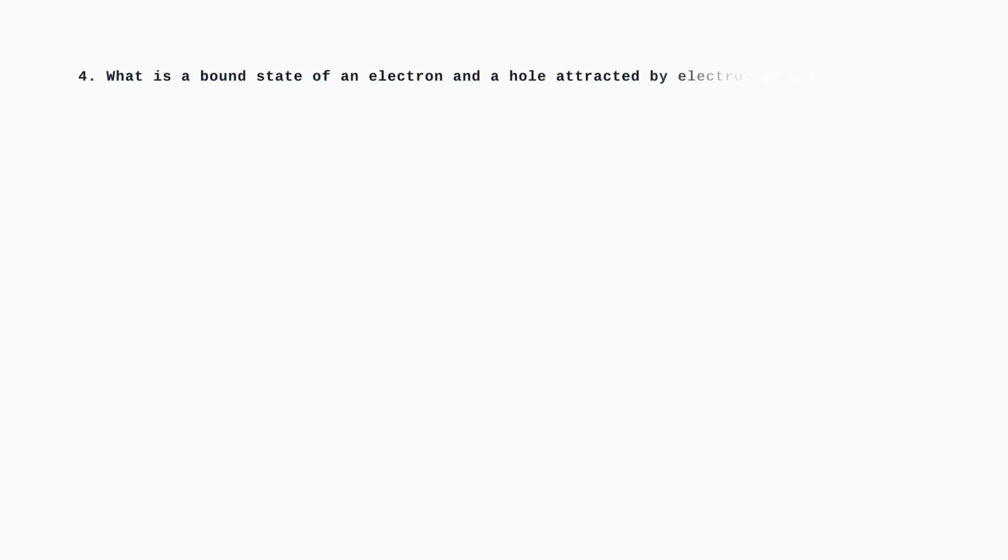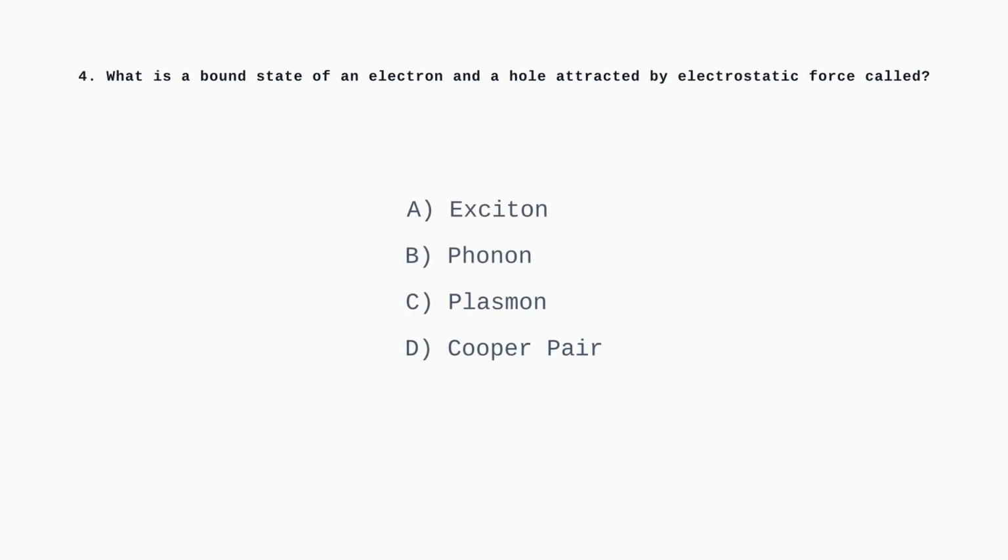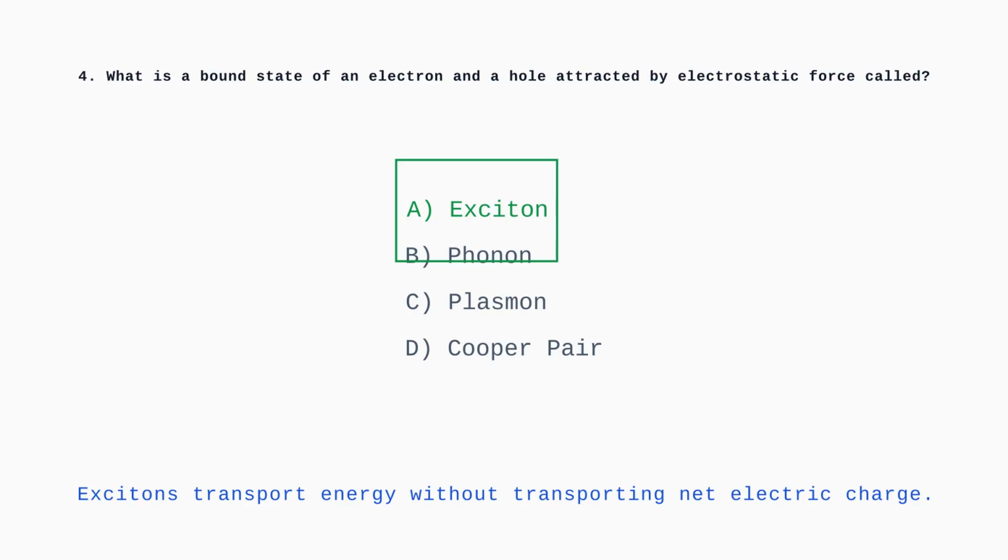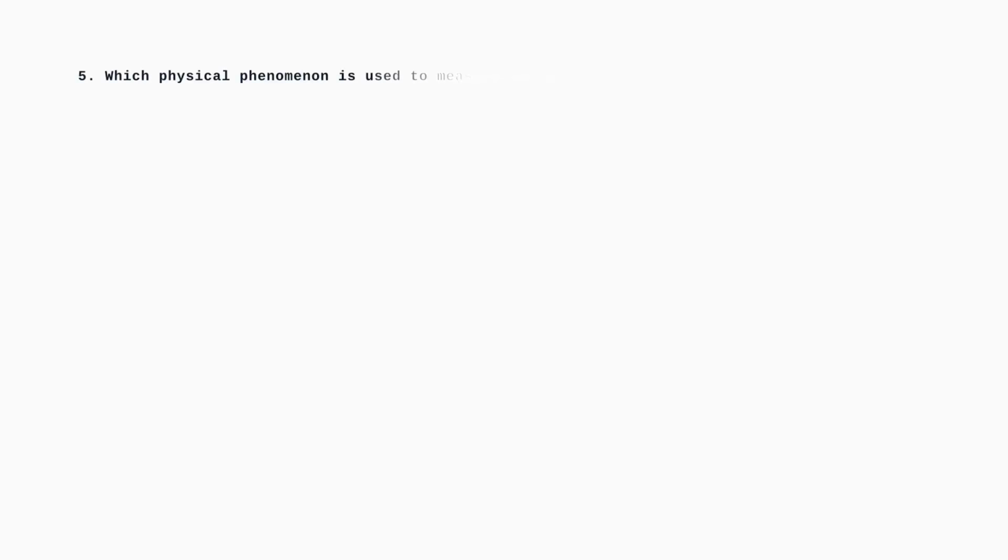Question 4. What is a bound state of an electron and a hole attracted by electrostatic force called? An exciton is a neutral, bound pair of an electron and a hole attracted to each other, acting as an elementary excitation in insulators and semiconductors.